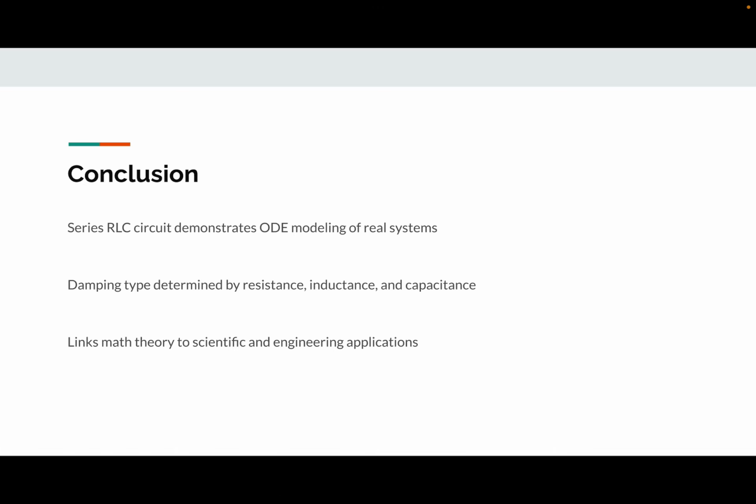And in conclusion, a series RLC circuit demonstrates how a real physical system can be modeled using second order differential equations. The type of damping, overdamping, underdamping, and critical damping, depends on the resistance, inductance, and capacitance. It's a great example for differential equation students to fully understand the practical aspects of the mathematics and how it could be applied to their careers in the future, especially if they're considering electrical engineering.